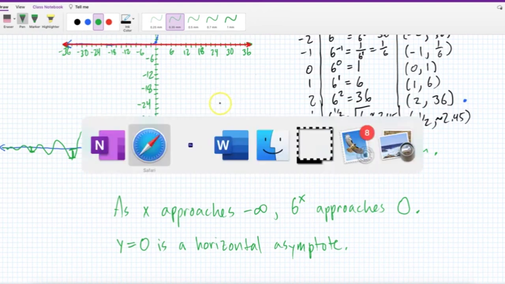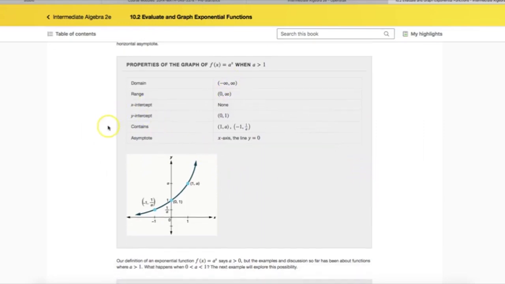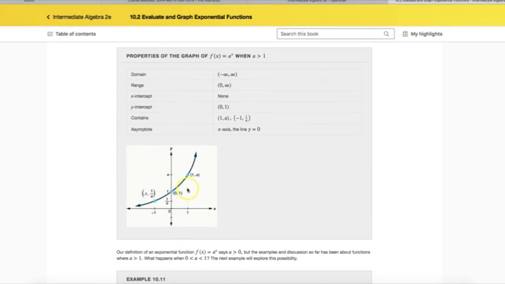Okay, let's go back to the book here. What they've done here is they've summarized the general case when your base is greater than 1. Right? The base can't equal 1, but it could be smaller or bigger. Well, if you restrict it to just the cases when your base is bigger than 1, your graph is always going to look something like what you see here. It's going to have this general shape. It's going to cross the axis at 0, 1, because a positive number raised to the 0 power is 1.